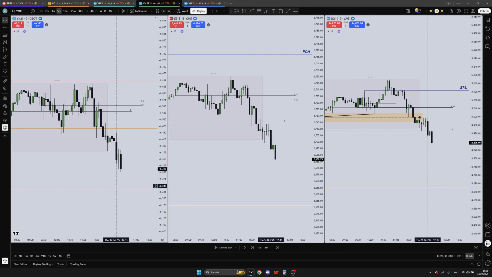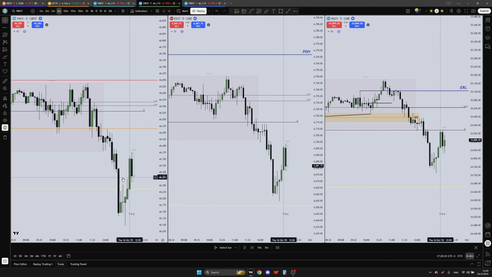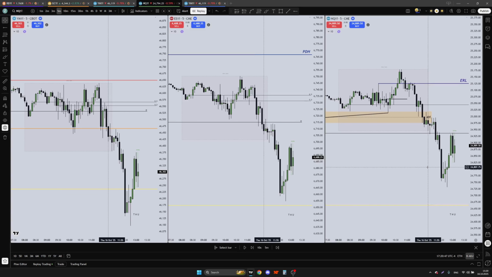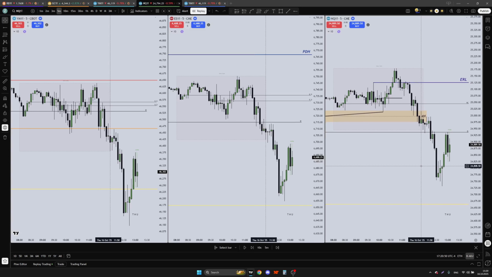So yeah, all of the draws got hit, but my model wasn't present for the shorts, so I never took it. So those were my looks for today.